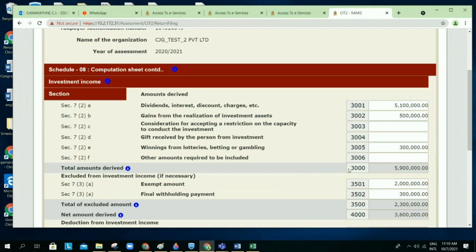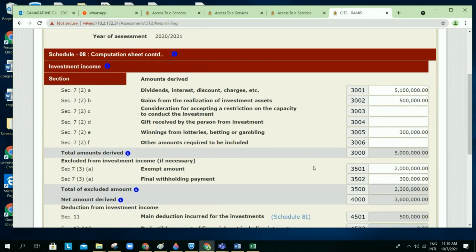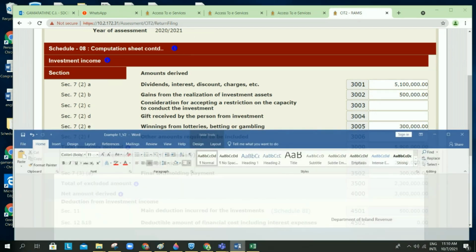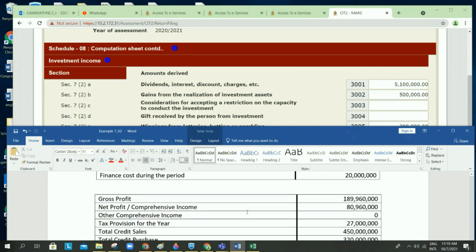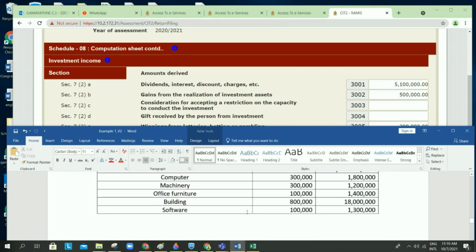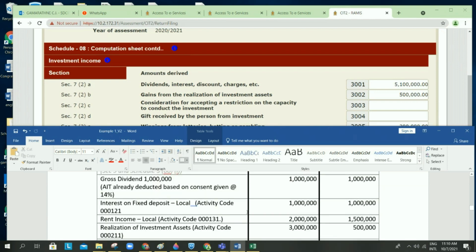In addition to that, they have some gain from realization of investment assets, that means capital gain, 500,000 profit value after deducting the expenses, right? Then they received the winnings from lotteries, 300,000, right? Altogether the total amount derived is 5.9 million, right? This is taken from item number 1 of the example, right?